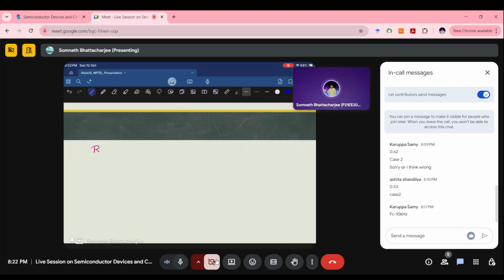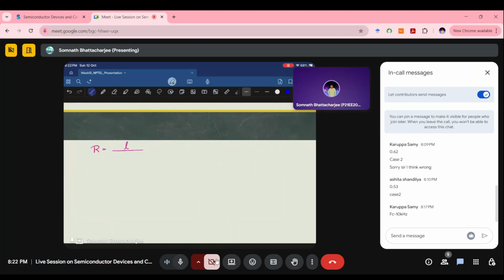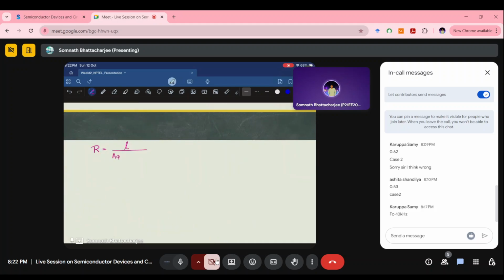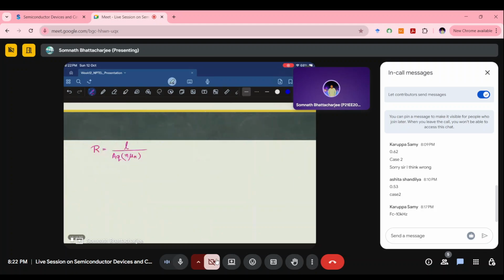So the resistance value, if it's R, is nothing but L divided by, so we can remove the other part, A q n mu n, right? We are removing the p part because n is much greater than p. We are just assuming that it is an n-type one because they haven't mentioned it. We can also do it using the p-type one as well. Now the doping concentration is nd, so we can also write it as A q mu n nd.